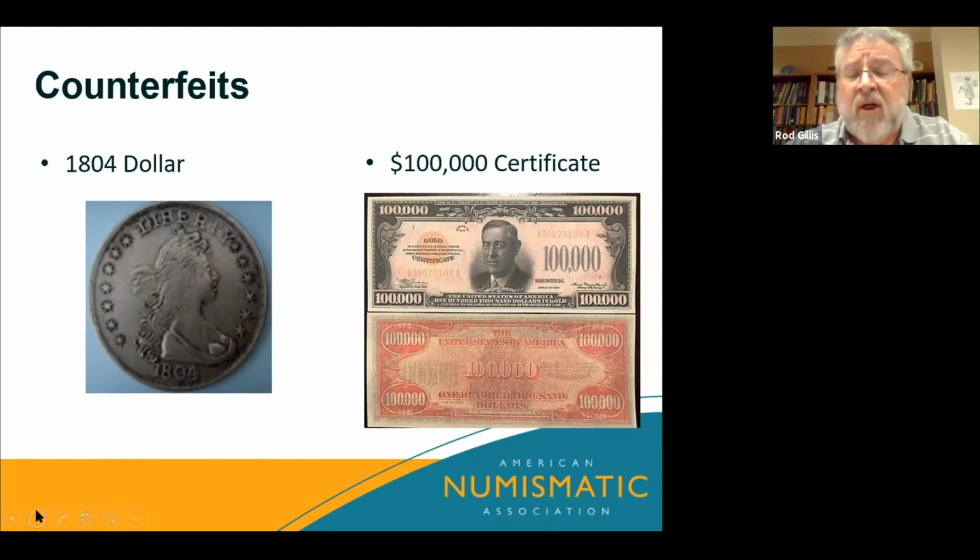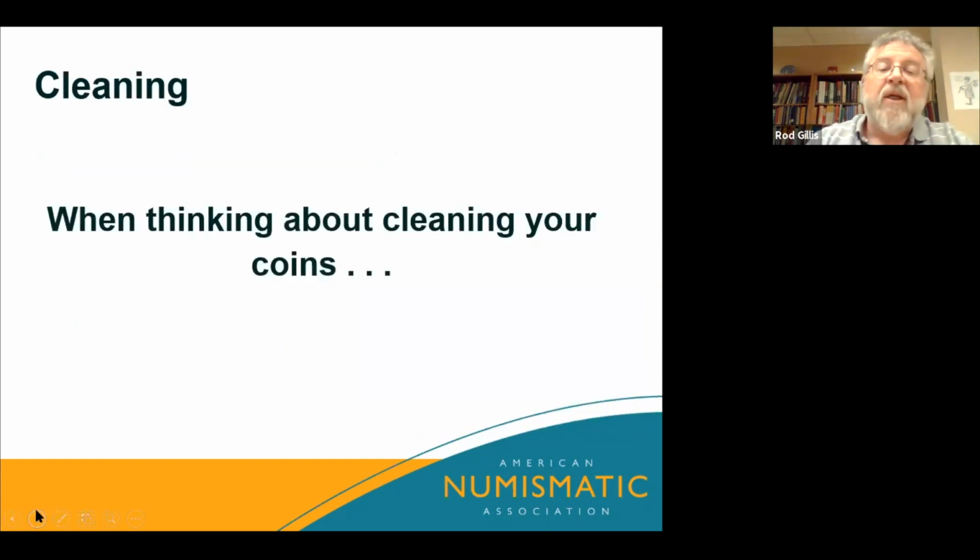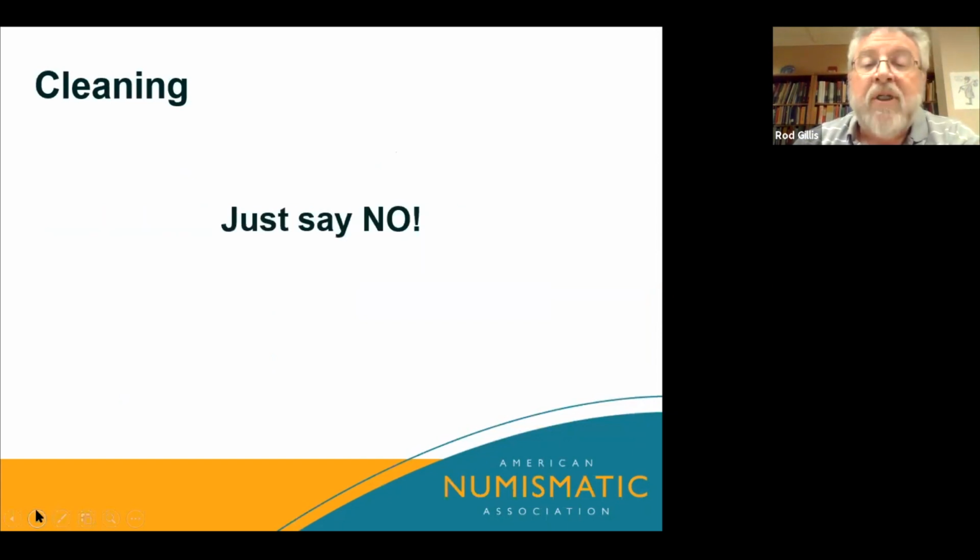Well, we know that there are 15 $1804, and we know where they are. And we know that the $100,000 certificates were submitted back and destroyed. And so there's no available one out there. And even if there was, and you were a collector, men in black suits would come and take it away from you. Cleaning. When thinking about cleaning your coins, just say no.